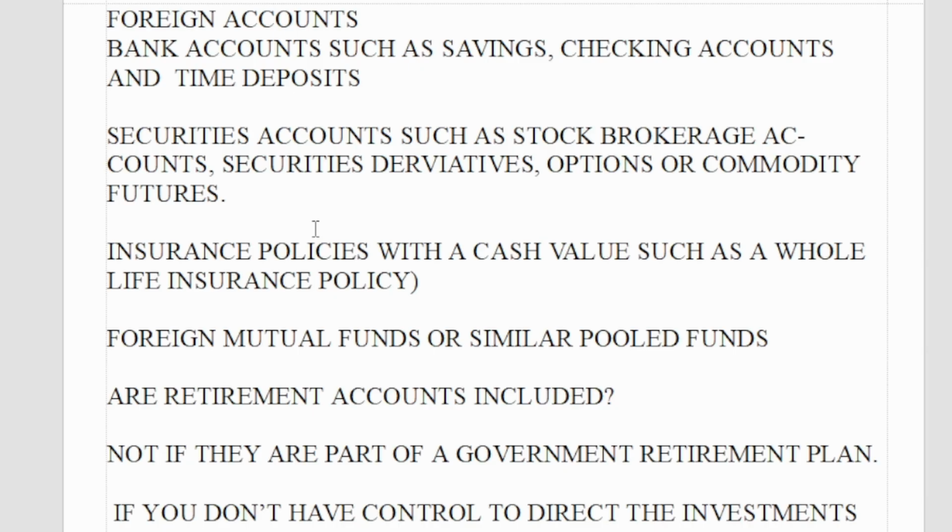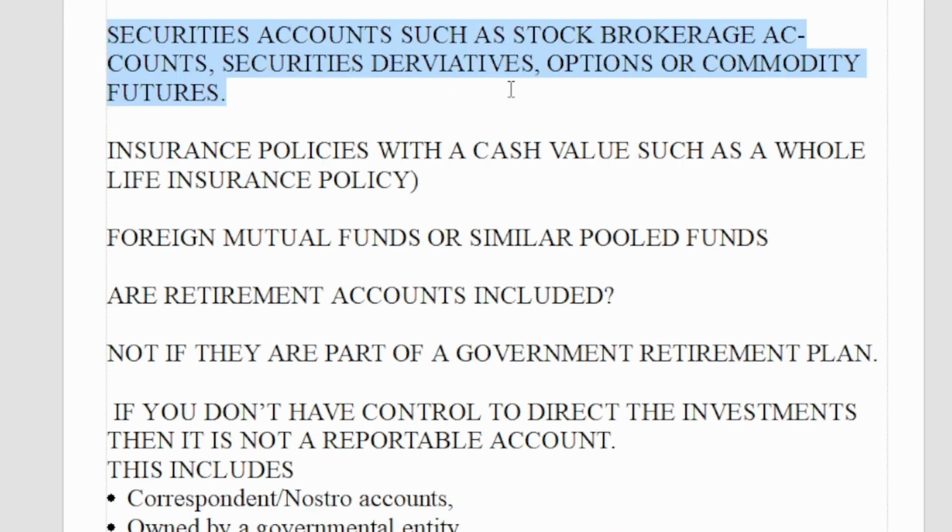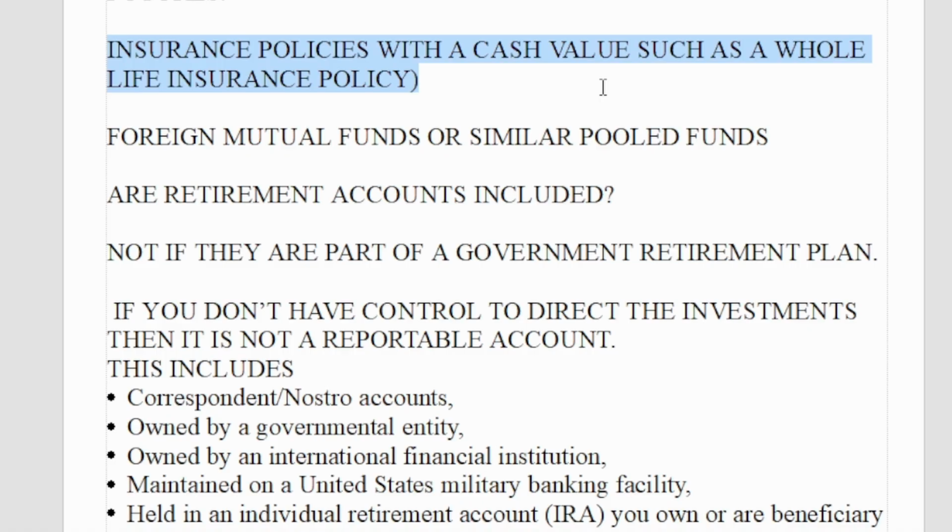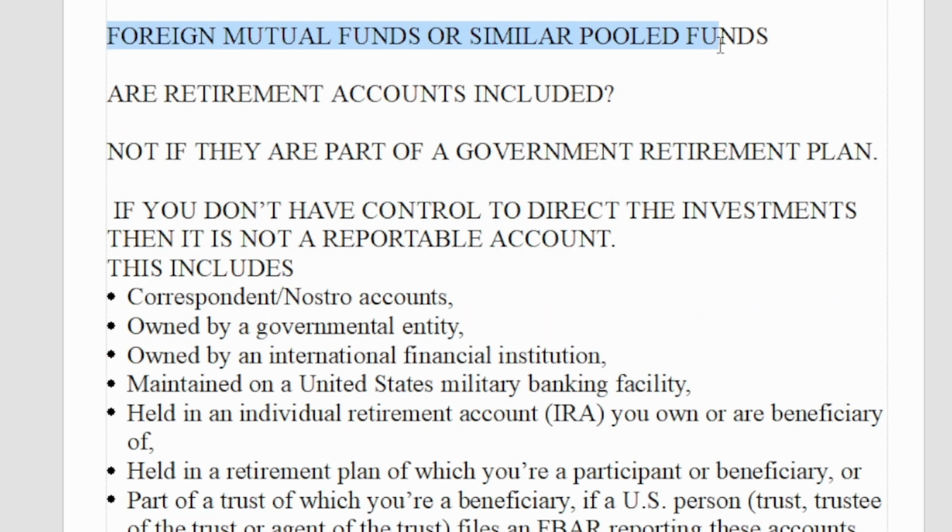So now that we know the difference, what are the accounts that they're talking about in these foreign financial accounts? You have bank accounts such as savings, checking accounts, and time deposits. Securities accounts such as stock brokerage accounts, securities derivatives, options, or commodity futures. Insurance policies with a cash value such as whole life insurance policies. Foreign mutual funds or similar pooled funds.